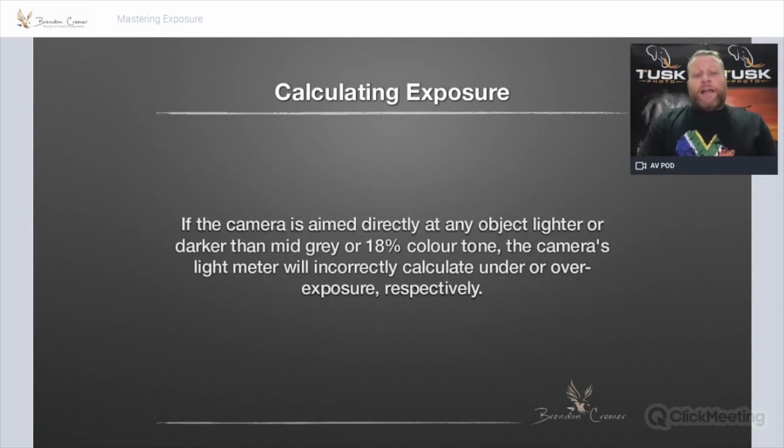So if the camera is directly aimed at a subject and this subject is either lighter or darker than our mid-tone gray or our 18% luminance color tone, the light meter is obviously going to create an error in doing this. So if a subject is brighter, it's going to try and make that a slightly darker grayish color. If the subject is darker than our 18% luminance, it's going to try and make it brighter than what it actually is.